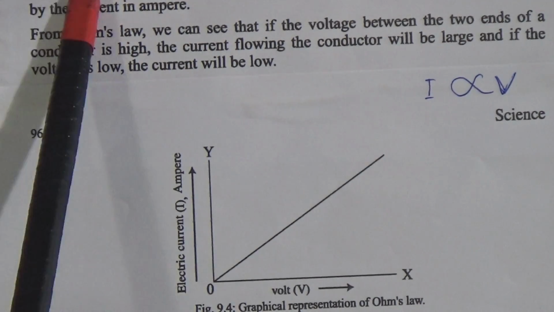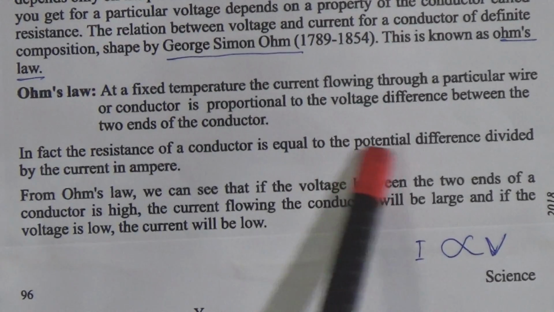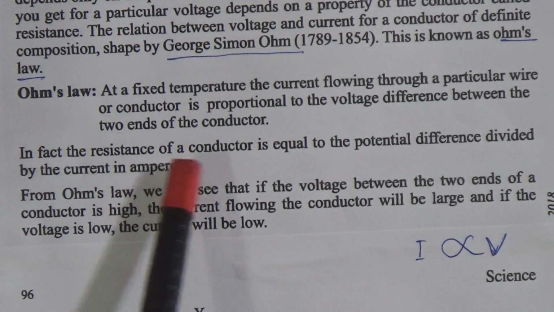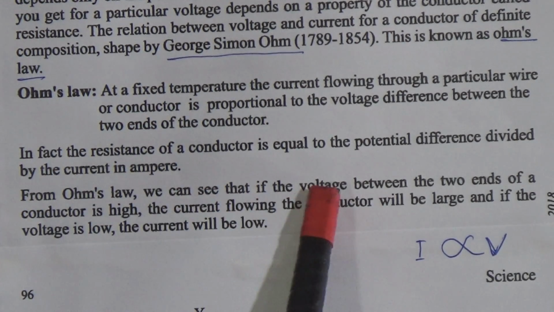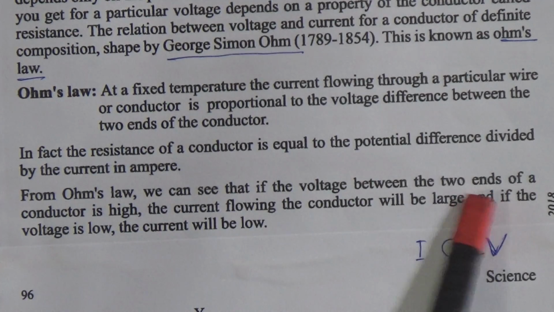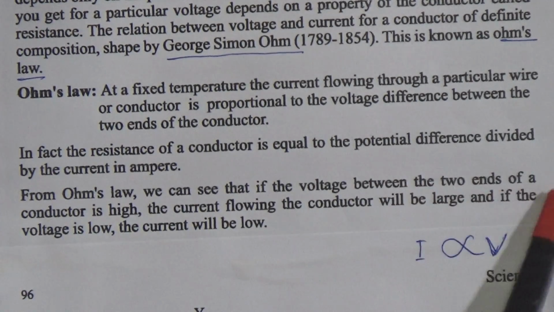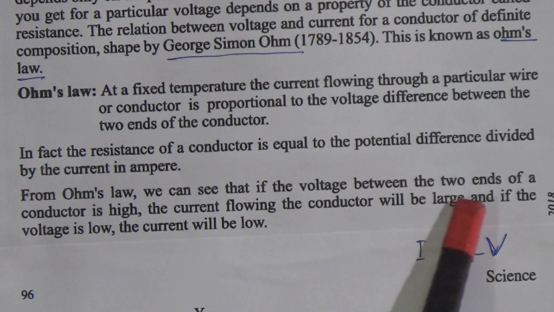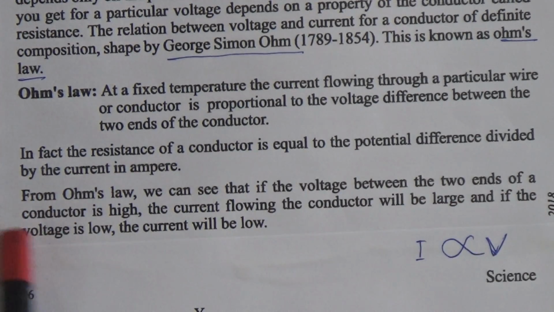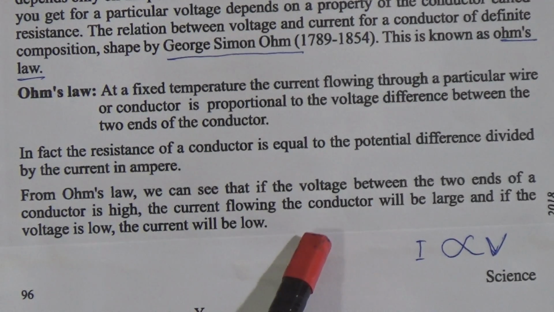Now in fact, the resistance of a conductor is equal to the potential difference divided by the current in ampere, and from Ohm's law we can see if the voltage difference between two ends of a conductor is high, the current flowing through the conductor will be large, and if the voltage is low, the current will be low.